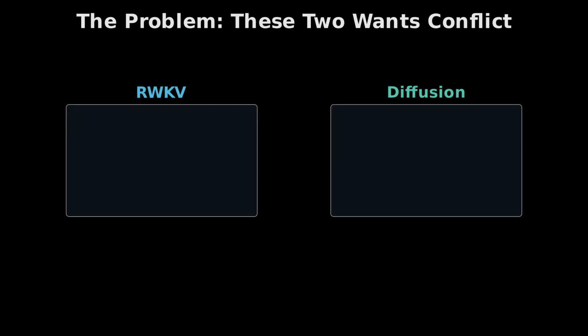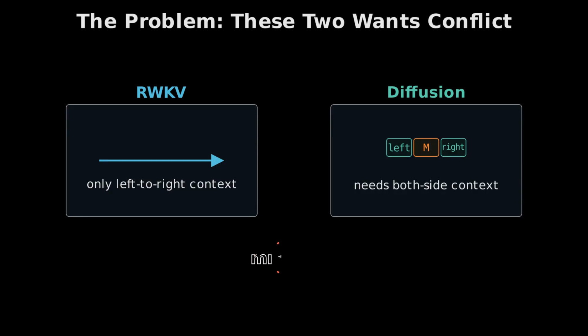Now, the two panels appear side by side, so the conflict is visible. The RWKV panel gets a blue left-to-right arrow because that is its natural direction. The diffusion panel gets a masked token with left and right neighbors because that is what it needs. The red X is drawn last. It marks the reason this paper needs a trick instead of using plain RWKV directly.